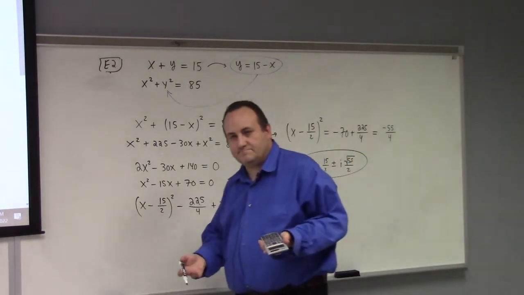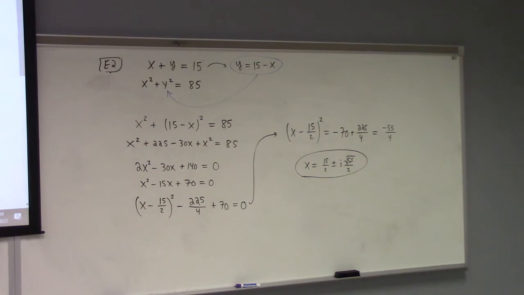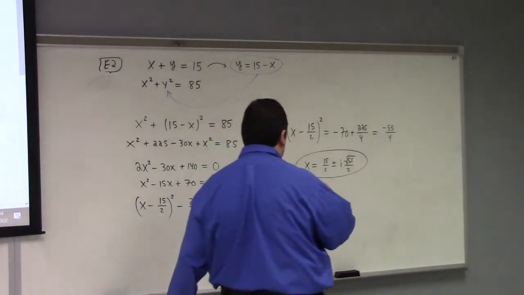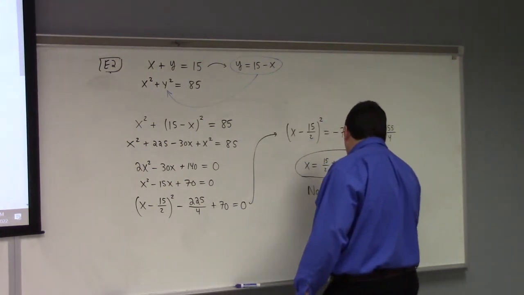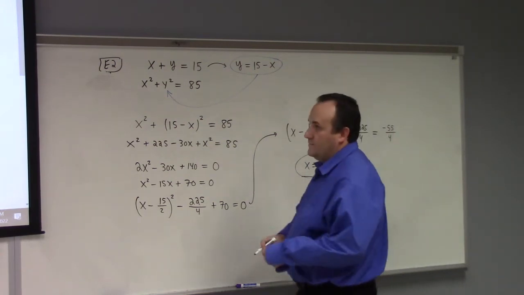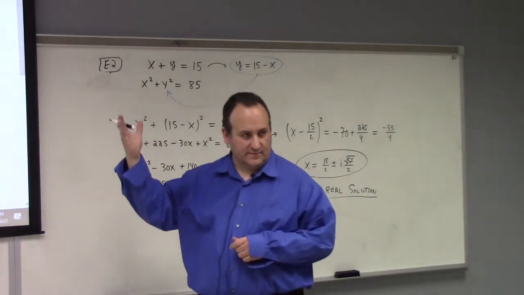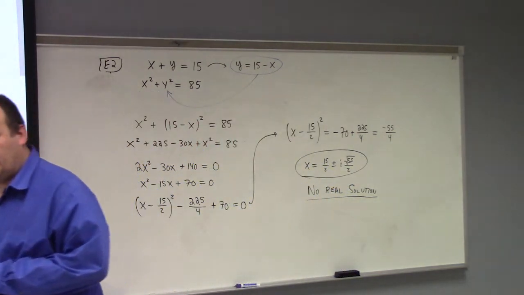What does that mean? What does that mean for us? What that means is there's no real solution, right? So no solution. Which makes sense, right? Why? Because there was no point of intersection, right? There's no place where both equations are true.